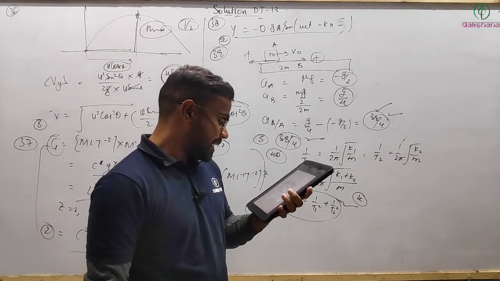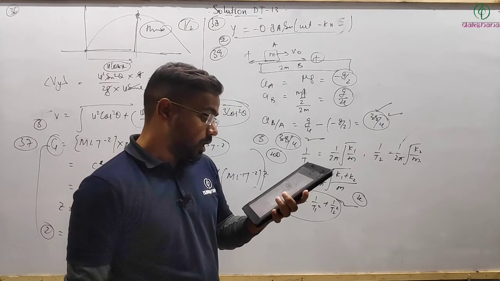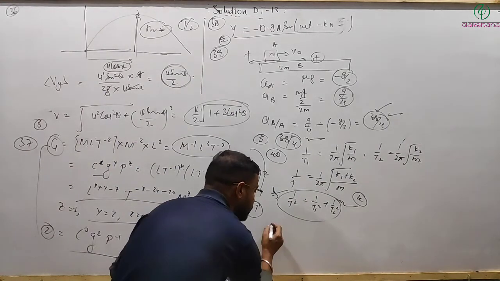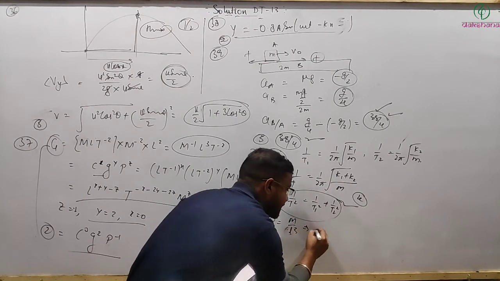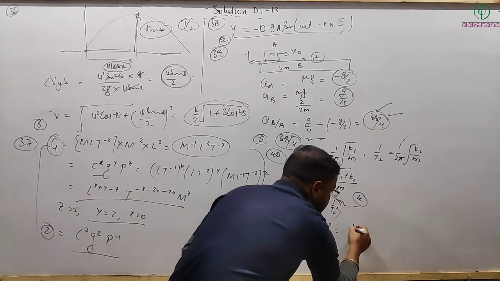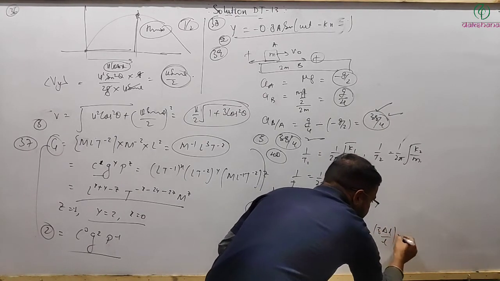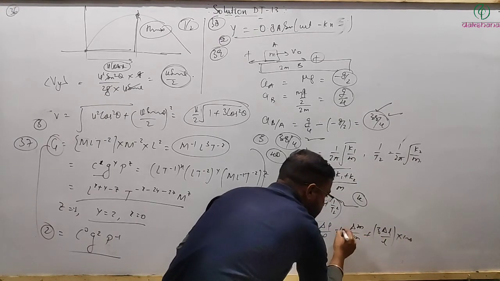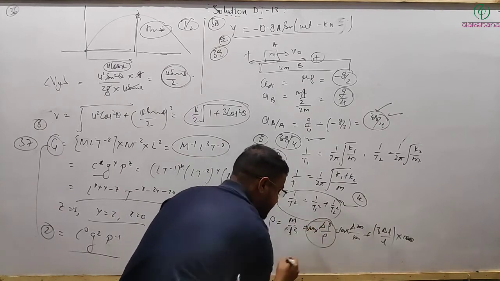For a cubical block, the error in measurement of side is plus minus 1% and the error in measurement of mass is this, then the maximum possible error in density. So what is density? Mass upon volume. Volume we can write as L cube. This implies delta rho by rho is equal to delta m by m plus 3 times delta L by L, multiplied by 100. We will get everything in percentage, and this is also multiplied by 100, so this is the percentage error in density.